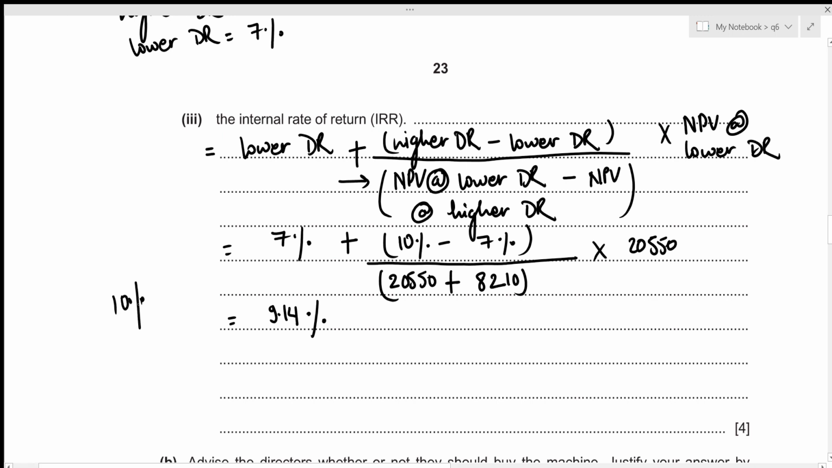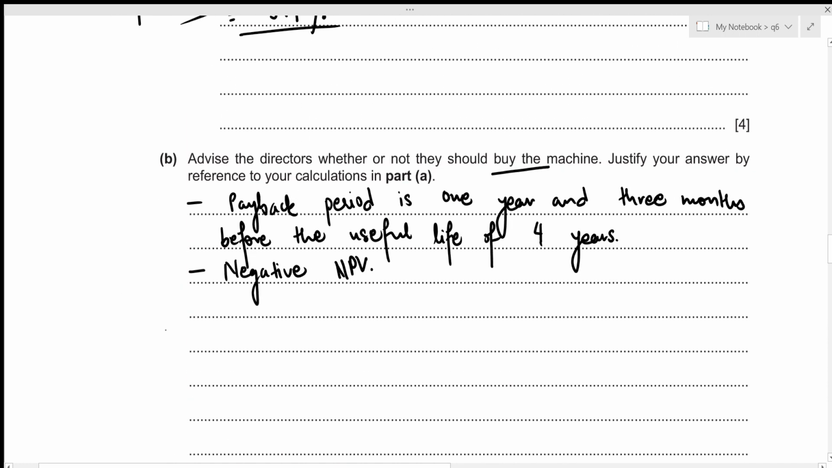An internal rate of return higher than the cost of capital suggests that it is a good investment, but if it is lower than our cost of capital, it suggests that it is a bad investment. And in this case, we can clearly see that it is lower than our cost of capital, which means that the investment to buy the machine is not a good one. So I'm just going to write it down. Internal rate of return is less than the cost of capital.